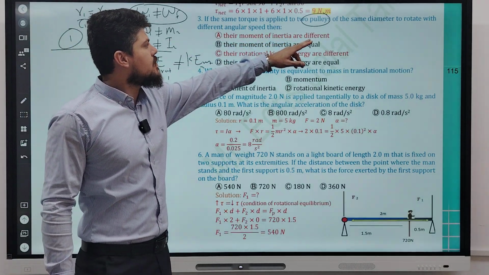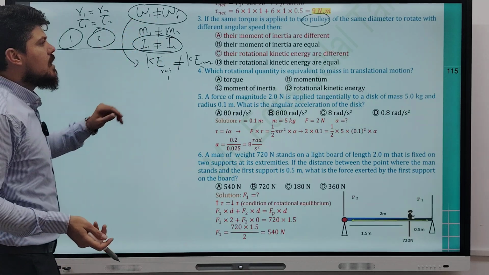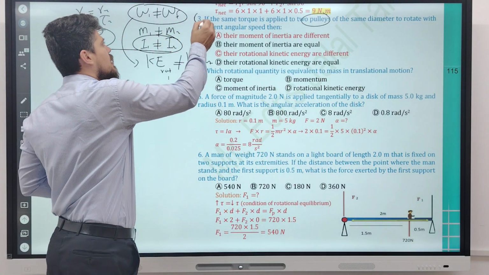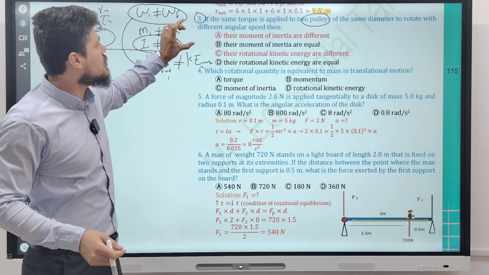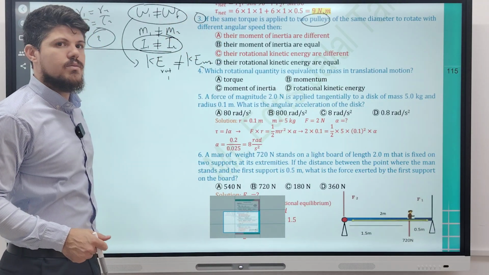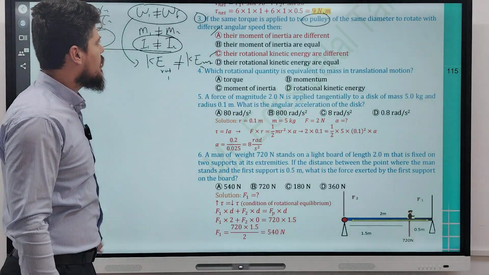Their moment of inertia are different? Yes, their moment of inertia must be different. So this question 3 has a mistake. You have to correct this mistake, okay? In question 3, two options are correct. Be careful. Option A and option C are correct, okay?